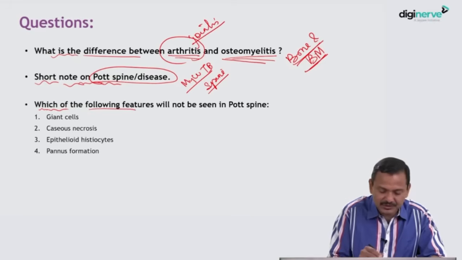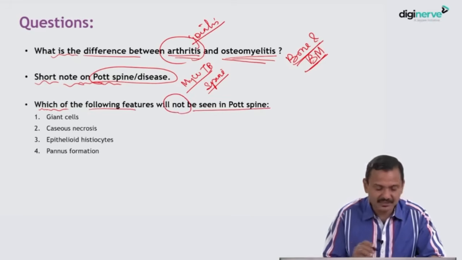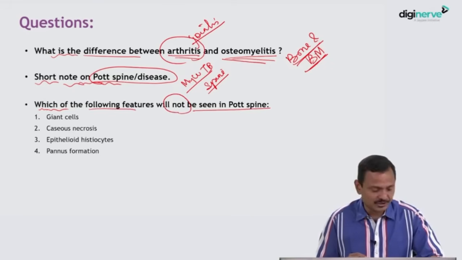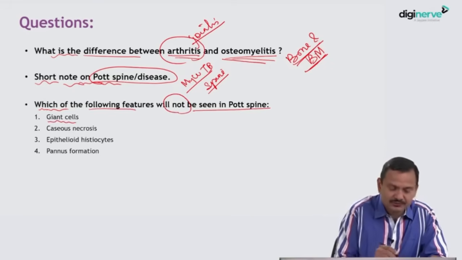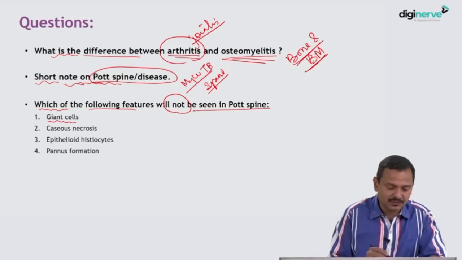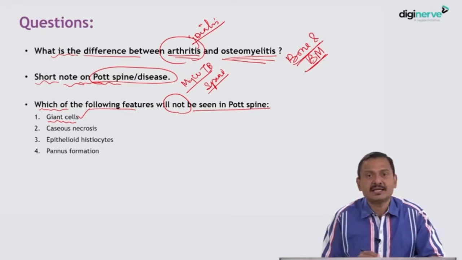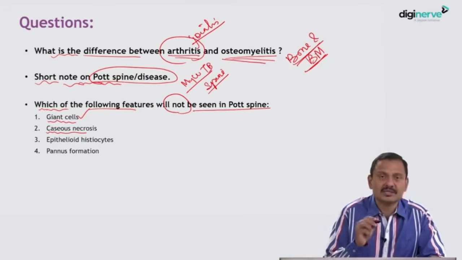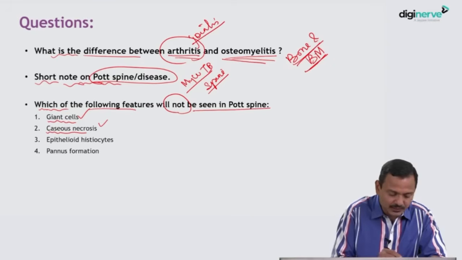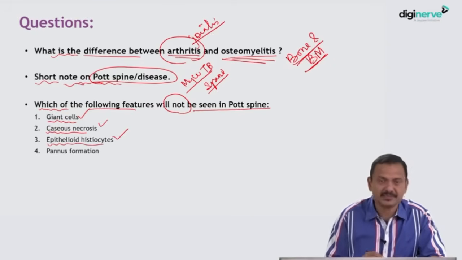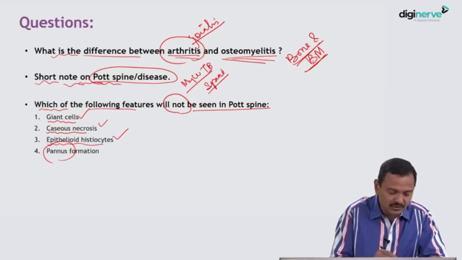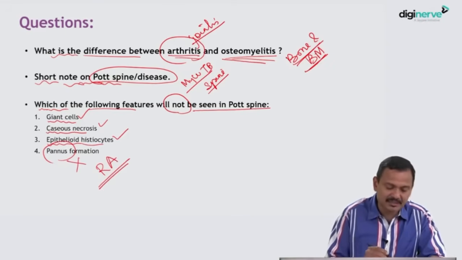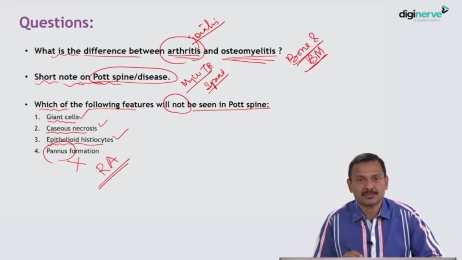Which of the following features will not be seen in Pott spine? So here we are talking about the microscopic feature. Do we find giant cells in Pott spine? Yes, we find giant cells, and that is Langhans type of giant cell. Do we find caseous necrosis? Yes. Do we find epithelioid histiocytes? Yes, they are present. Do we find pannus? No. Pannus is seen in the joint in rheumatoid arthritis, not in Pott spine.